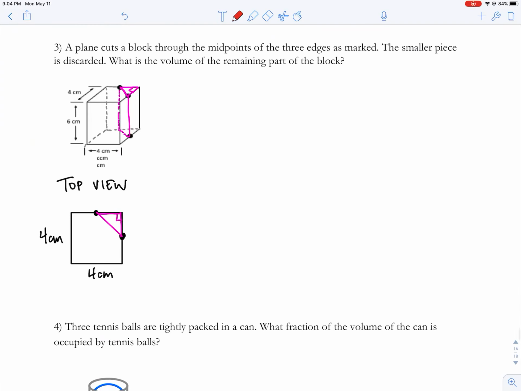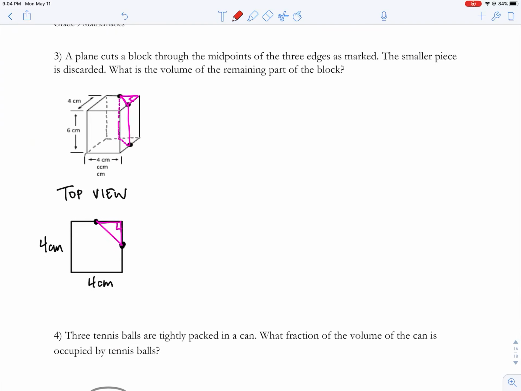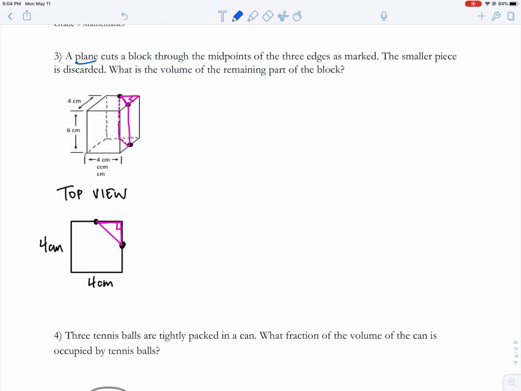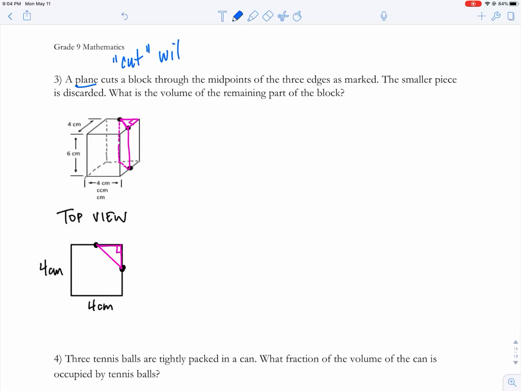Question 3. A plane cuts a block, and by plane they do not mean an airplane. When they talk about a plane here, it's like taking a piece of paper, like a sheet, a flat two-dimensional sheet. So it's like you're cutting the block with a flat knife. Okay, so a plane cuts a block through the midpoints of the 3 edges that are marked. So through those 3 dots. The smaller piece is then discarded. And it asks, what is the volume of the remaining part of the block?